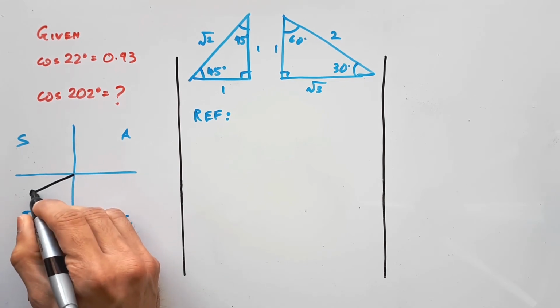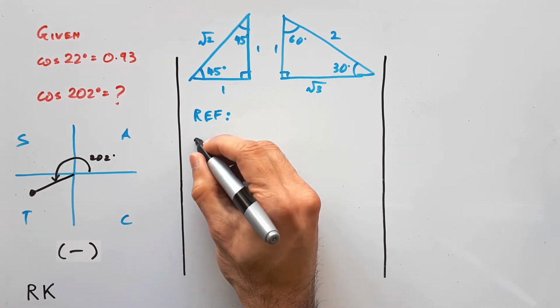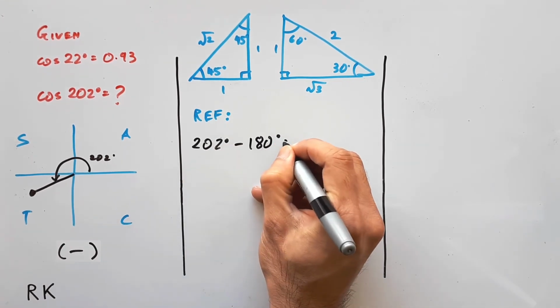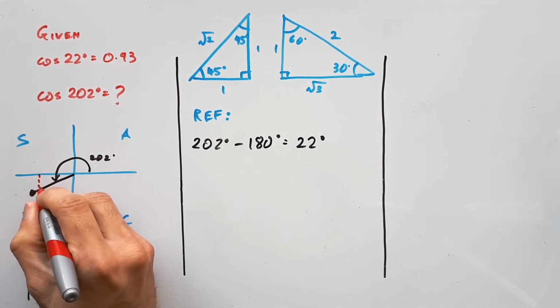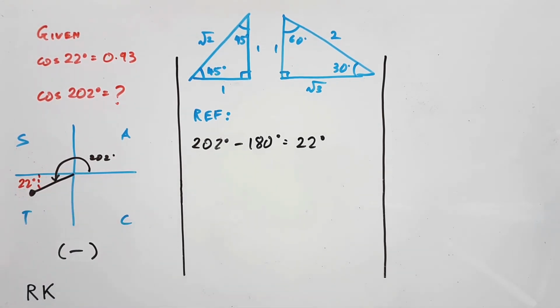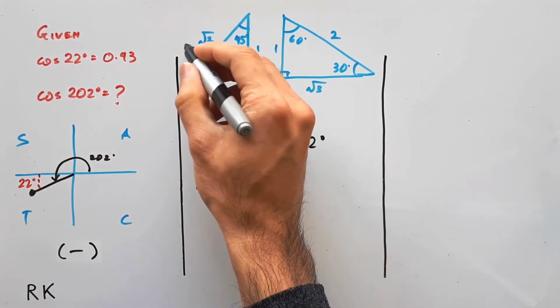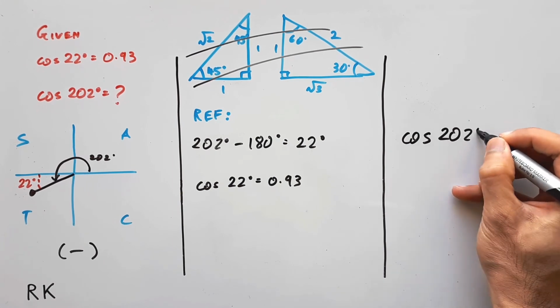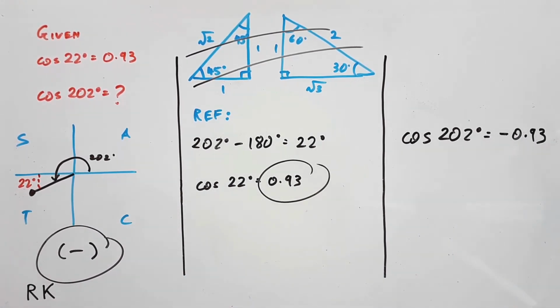Alright, so we know 202 degrees is in the 3rd quadrant, where cos is negative. Then we verify its reference angle is 22 degrees by finding an acute angle from the x-axis, and never from the y-axis. From here, we already know cos 22 degrees is 0.93, so we can conclude that cos 202 degrees is negative 0.93. And that's it. I hope you got it. If not, just give it another go.